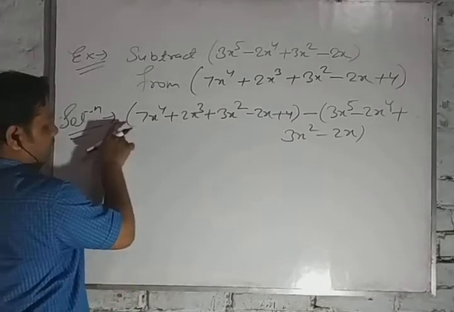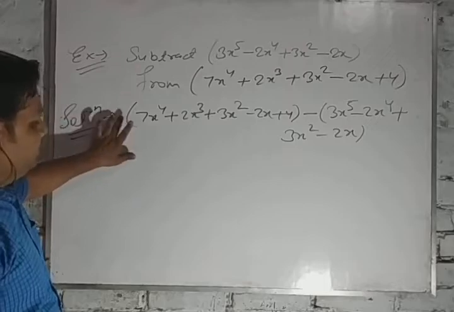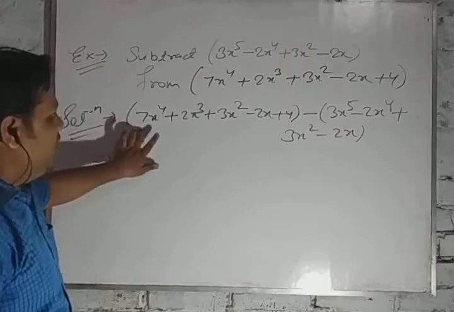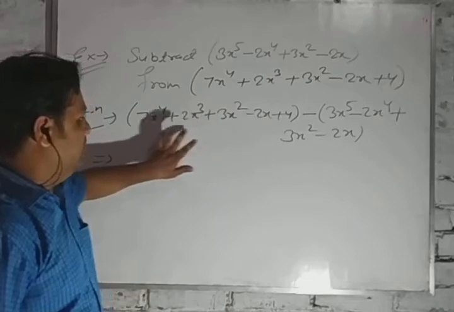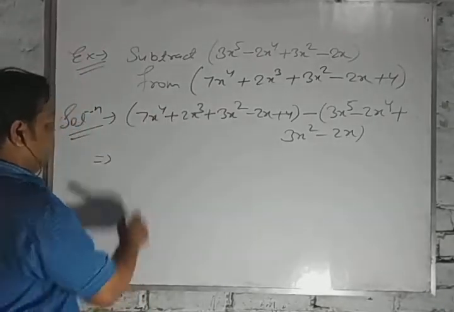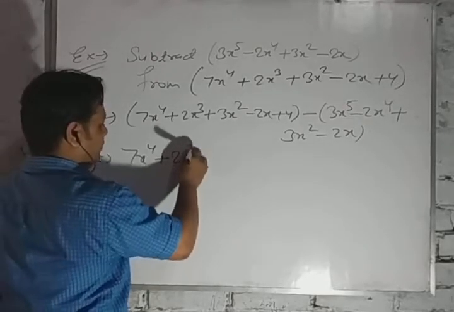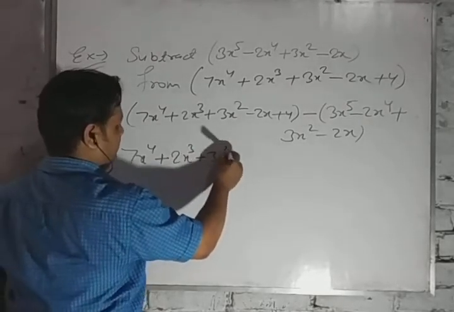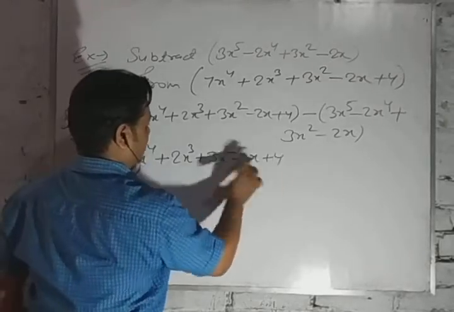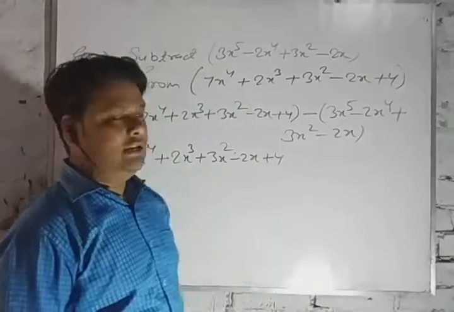Now here you can see that before the bracket there is no sign, that is, a plus sign. So we will not change any sign of each term of this expression. We will directly write the same value with the same sign. Okay. Now here you can see outside there is a negative sign.